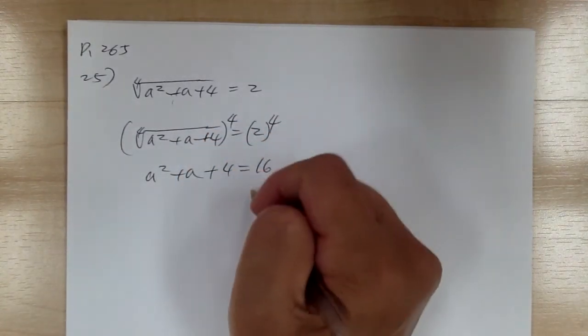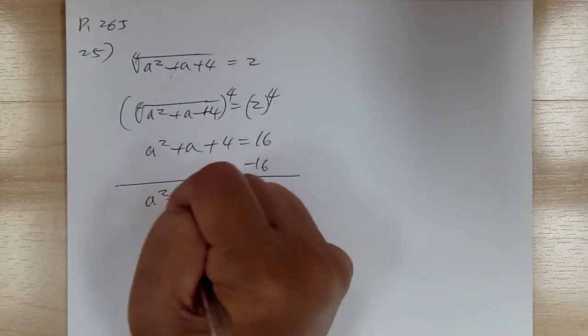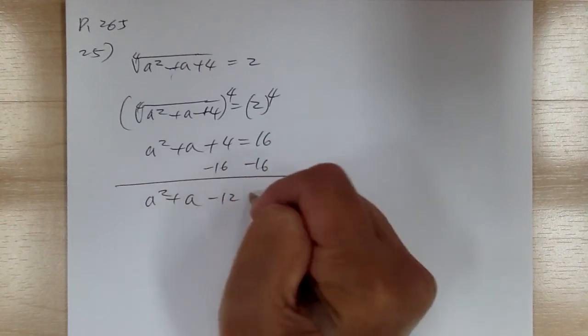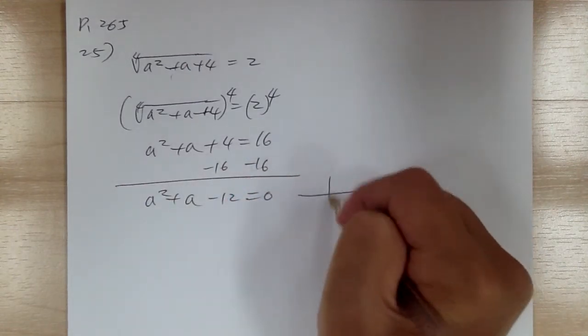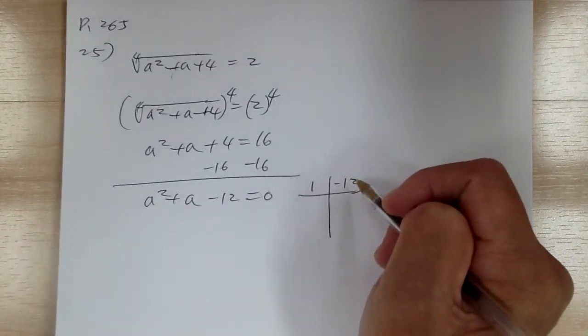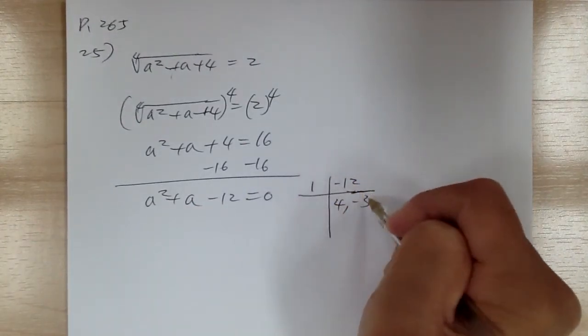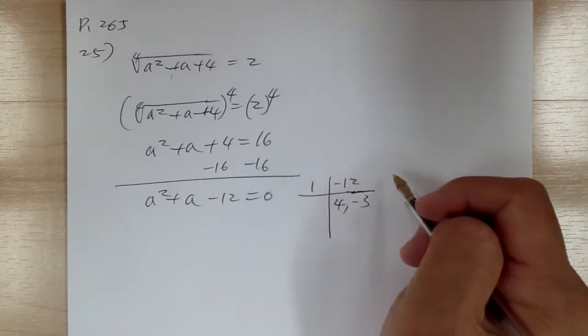Then go ahead and make it equal to 0. So you got a squared plus a minus 12 equal to 0. Do your master product, so it would be 1, negative 12. Okay, so this is going to be 4 comma negative 3. Okay, if you don't see that right away, you just start with 1, 2, 3, 4.